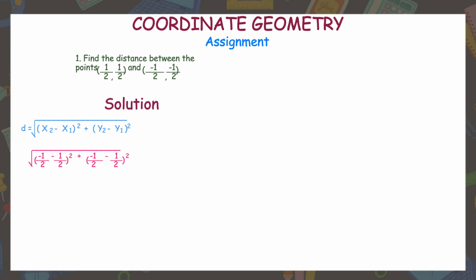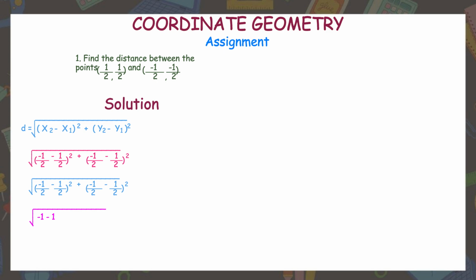Then we have y2. What is our y2? We have it as -1/2 minus 1/2. We square this. So the square root, this is a simple mathematical expression. Now, what do we do here?